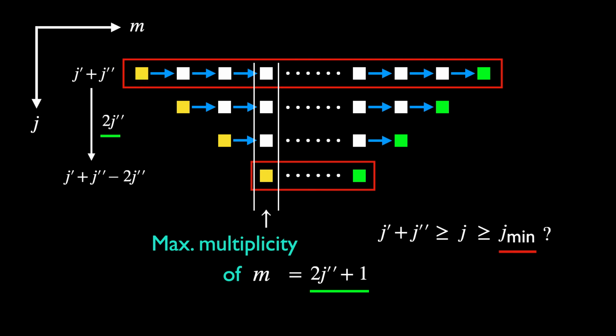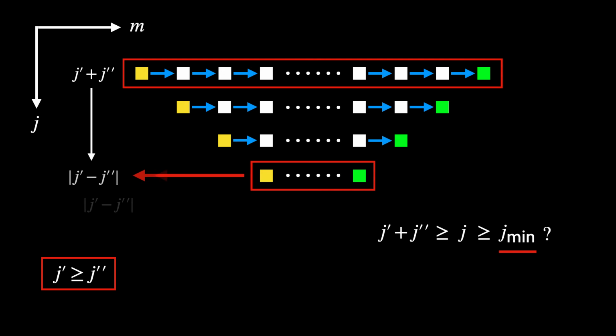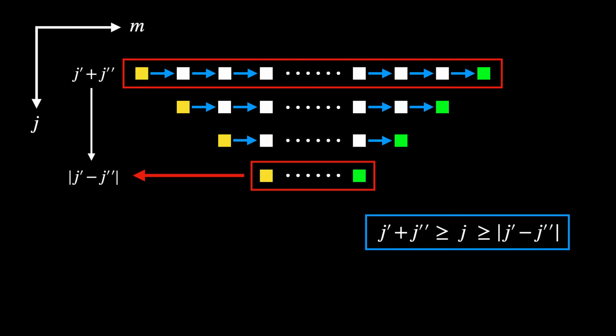Thus the minimum j is equal to the maximum j prime plus j double prime minus 2j double prime. This is just equal to the magnitude of the difference between j prime and j double prime, considering that we have taken j prime to be greater or equal to j double prime. Thus we have found the minimum value for j, and also its entire spectrum.